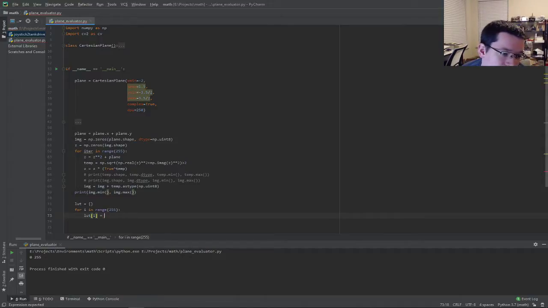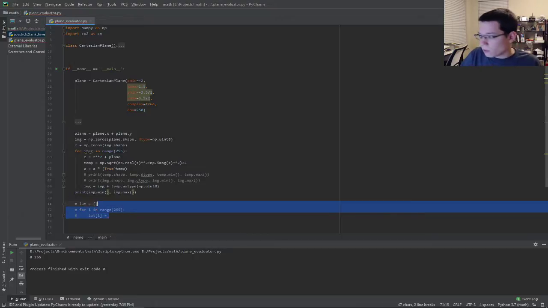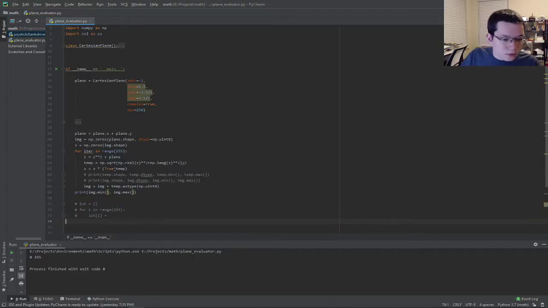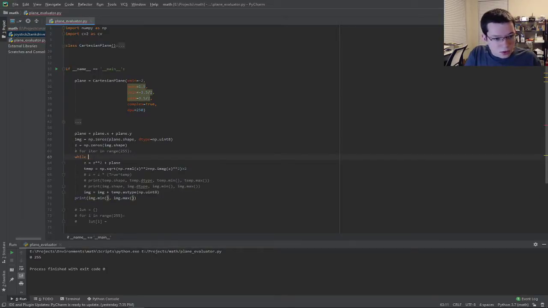Should we do that? I want to experiment with something else first. Before we do that, let's get rid of this momentarily. And I'm going to change this also temporarily. While max image is less than 255, then do that. So this should be functionally the same, and we'll verify that.